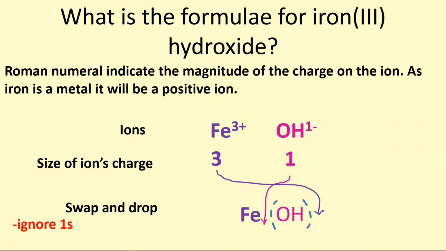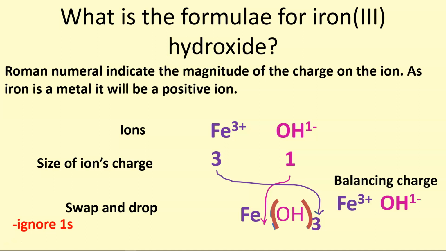So if we do swap and drop, we've got a 3 outside of this OH, so that means we need to have brackets. So the formula of iron 3 hydroxide is Fe(OH)3. Balancing of charge, if we write the 2 ions down, we can see we still at the moment have more positive charge, so to balance it we need to add another 2 hydroxide ions, which will mean we have the same amount of positive and negative charge.